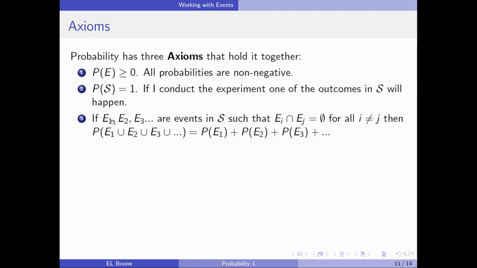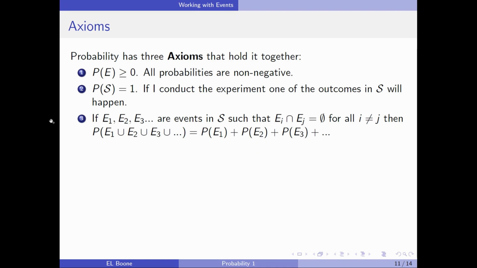And then we have this third idea that says if we have a whole bunch of events, E1, E2, E3, and they can keep going, in S such that they are all disjoint from each other, so if I take the intersection of any of them, they don't overlap, then if I want to come up with the union, the combination of the events, I simply get to add the probabilities of each of the events together. And this is pretty easy.